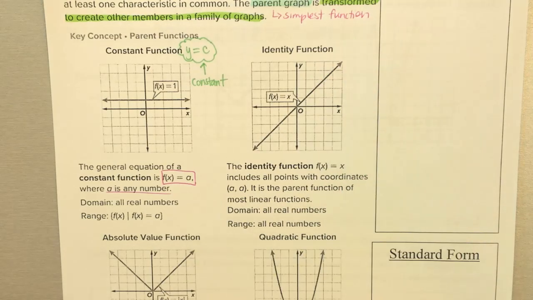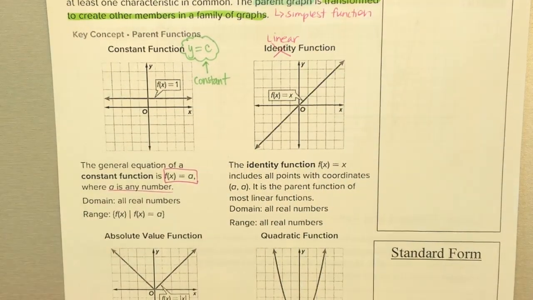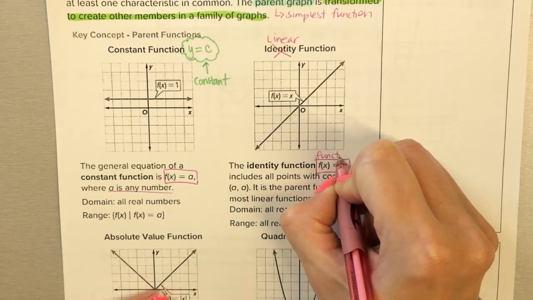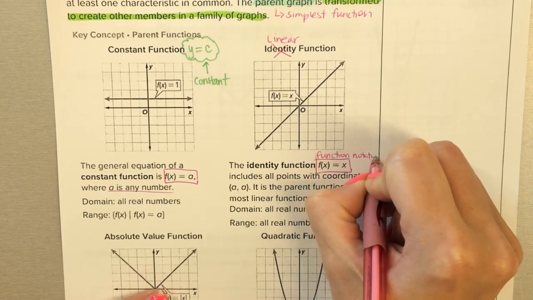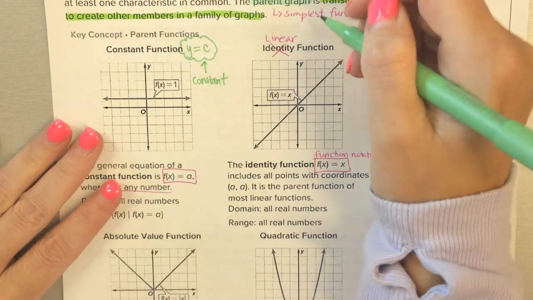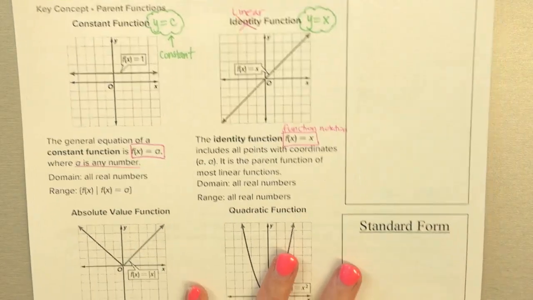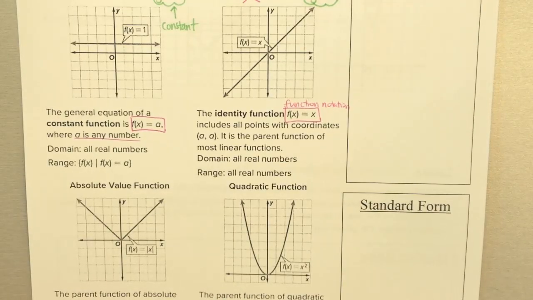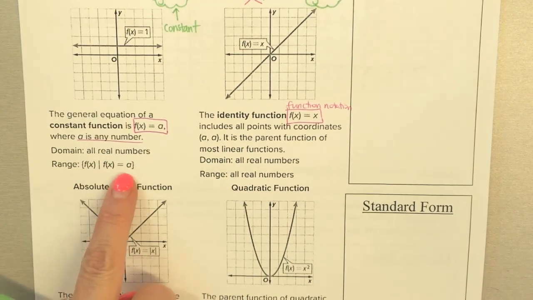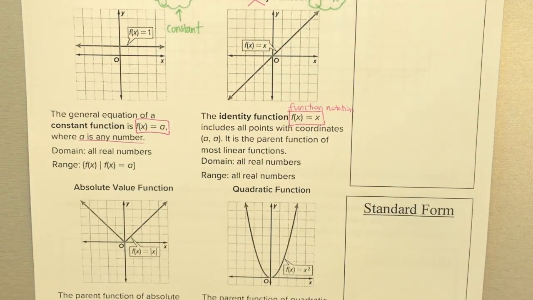Okay, and then this one, they say it's the identity function. We're just going to call it the linear function. Okay, so if it's a linear function, f of x equals x, this is called function notation. We are going to start using that. But remember, function notation is just another way to write that output. So whenever you have a linear function, y equals x, it's another way that you can write that. Okay, and then they also talk about the domain. So if it's a constant, your domain is all real numbers. Your output is just that constant. The domain and range for a linear function is going to be all real numbers.